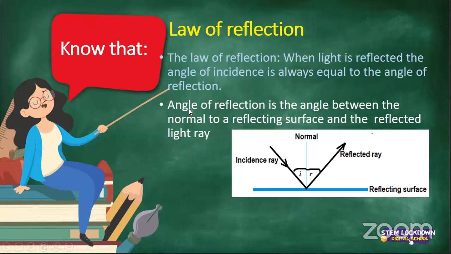So like if you have this as a reflecting surface, the angle of reflection is the angle between the normal to the reflecting surface and the reflected ray. The normal is the line that is drawn perpendicular to the reflecting surface. Right, i is the angle of incidence and r is the angle of reflection.